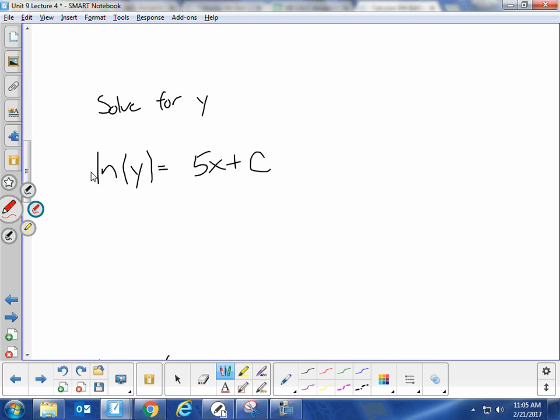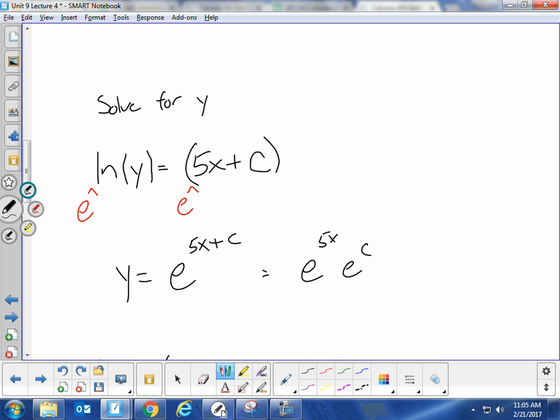Now the right side has some addition, so when we take e to the power, make sure you understand that the entire right side needs to end up in the power of e, even though there's a plus c. So this would be y equals e to the 5x plus c. Well, that's good, that's sufficient, but we can actually rewrite this using those exponent properties as e to the 5x times e to the c, and we can write this as c e to the 5x.